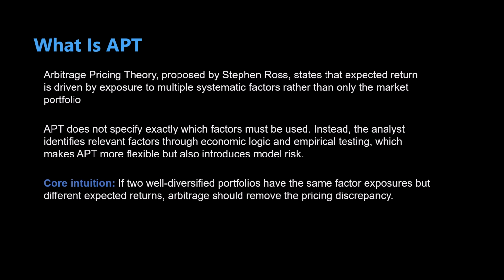The core intuition behind APT is an arbitrage argument. That is, if two well-diversified portfolios have the same factor exposures but different expected returns, one portfolio is mispriced relative to the other one. In this case, arbitrageurs would buy the mispriced portfolio and sell the overpriced one. In equilibrium, such pricing discrepancies should not persist.